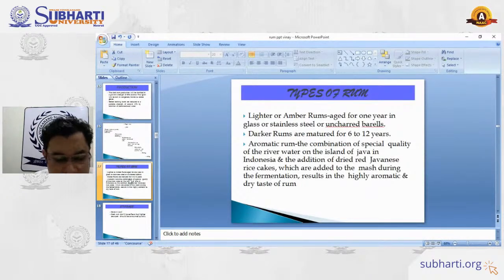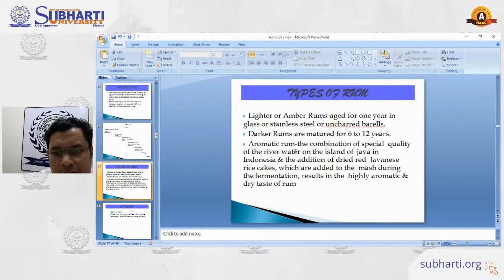So next we will go with the types. First we have lighter rums. Those are aged for 1 year in glass or stainless steel or uncharred barrels. The next we have darker rums. These are matured for a long time, for like 6 to 12 years.